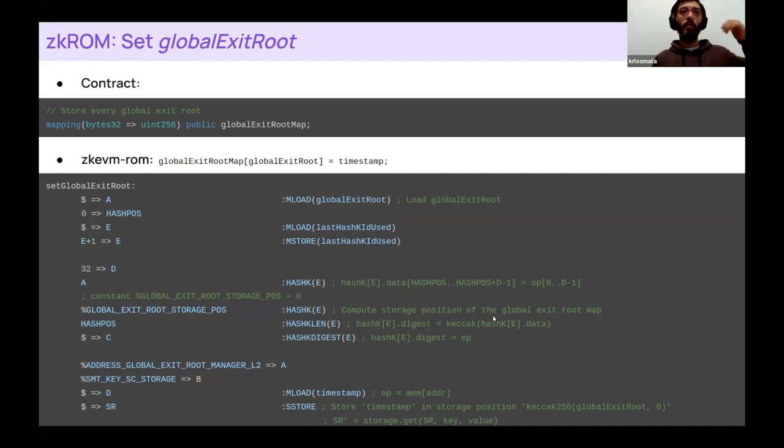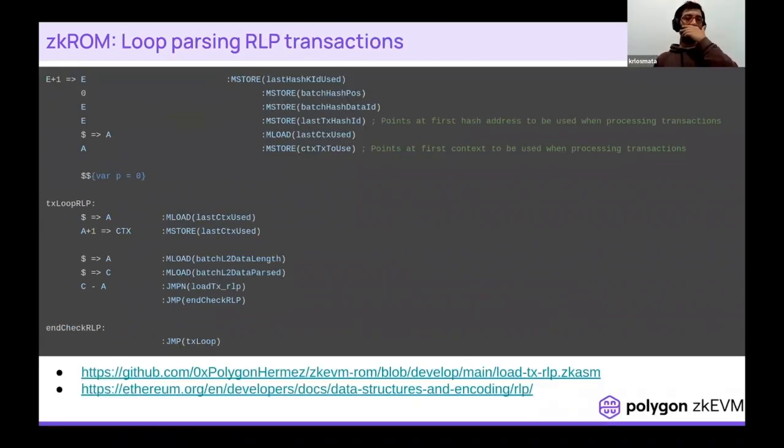This is basically moving the exit root of the bridge from layer 1 to layer 2. But this is a very important action in order to perform some claims in layer 2 when you have performed a deposit in layer 1. Okay, so we load all the initial variables, we forward the exit root from layer 1 to layer 2, and now we're going to interpret all the transactions.